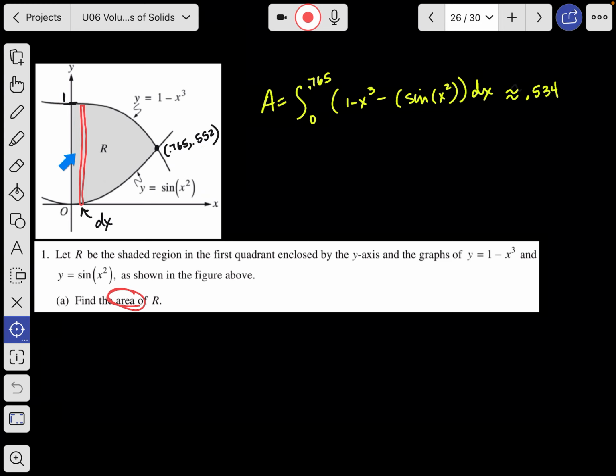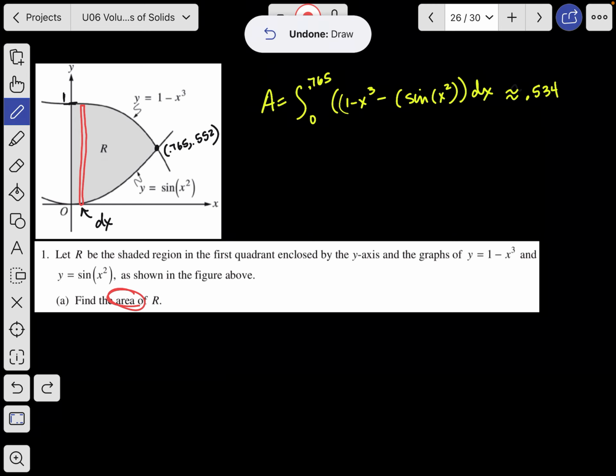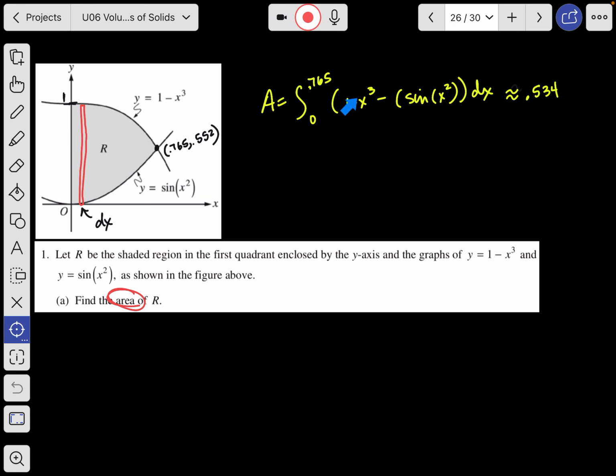And so from 0, the y-axis, to this x value, that's our interval, and top function minus the bottom function. So 1 minus x cubed, and I should have parentheses around that, minus the bottom function, sine x squared. Oh wait, no, I don't need parentheses. Sorry, I don't know what I was thinking. That's fine. Top function minus the bottom function, dx.